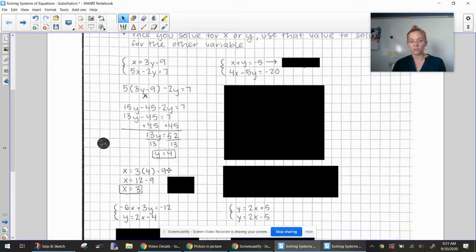That means that my solution is (3, 4). The point (3, 4) will be where these two lines intersect. It is the coordinate that these two equations have in common.